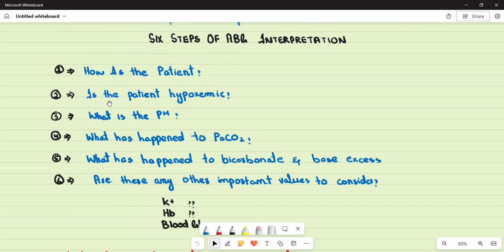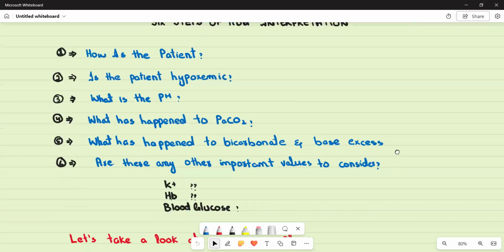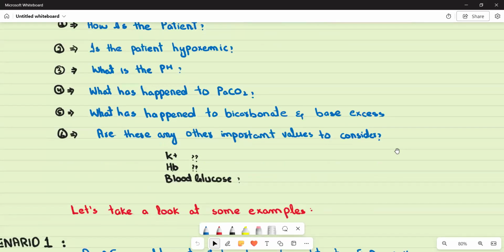The next question that you need to ask yourself is, is the patient hypoxemic? Okay. Once you have established this, then you need to look at the pH. What is the pH? Then you need to look at the partial pressure of carbon dioxide. Then you need to look at bicarbonate and base excess level. And at the end, the last step is to ask yourself if there are any other important values to consider? For example, blood glucose level, electrolyte levels, blood urea nitrogen, hemoglobin level, etc.